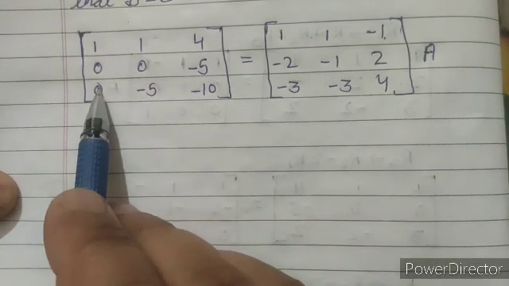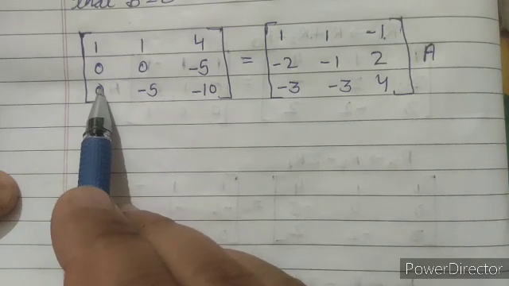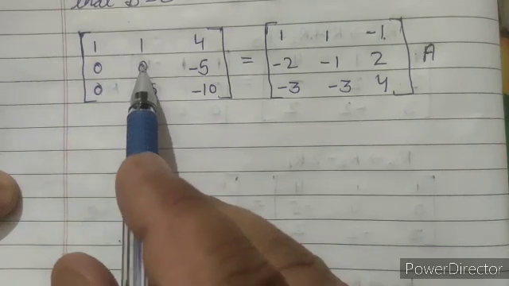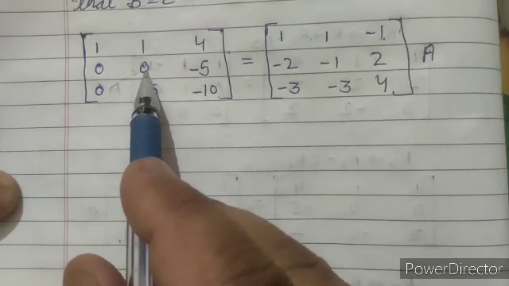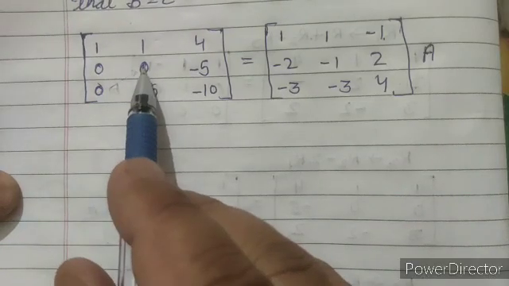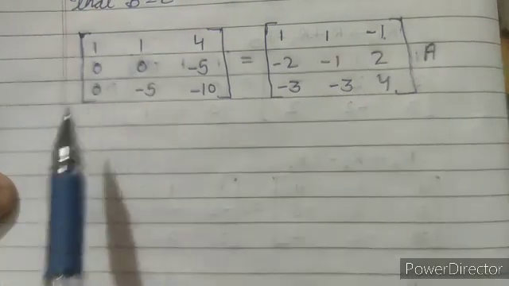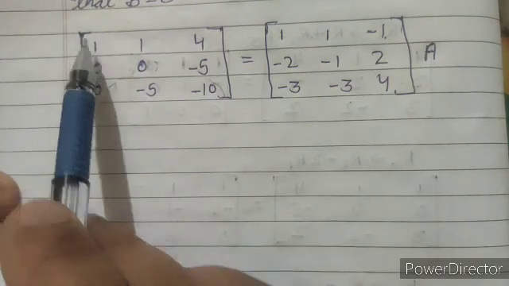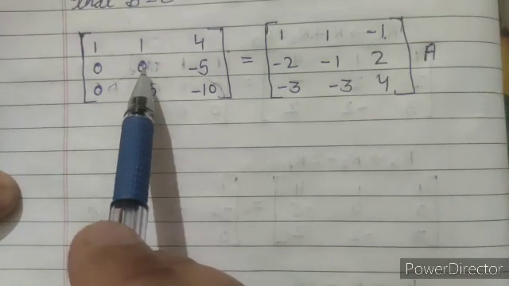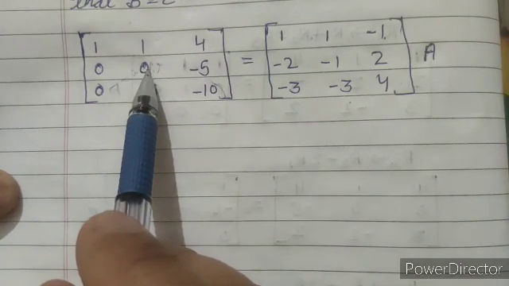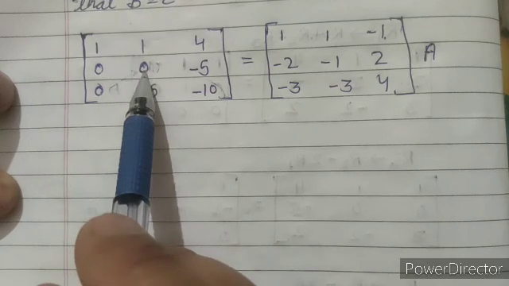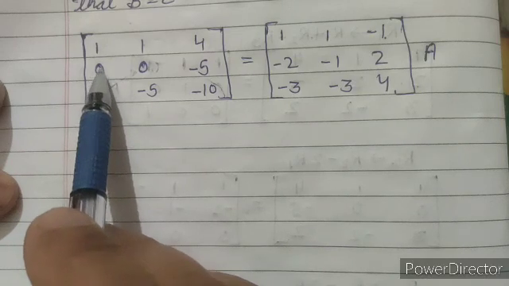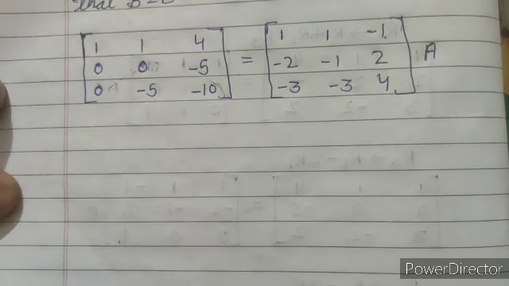Now after getting 0 as the first element of row 3, we will now convert the second element of row 2 to 1. Now, the diagonal elements of the identity matrix are all equal to 1. In order to convert this into 1, 0 plus 1 will give us 1, but this will also convert the first element of the second row. Again here it will be equal to 1.